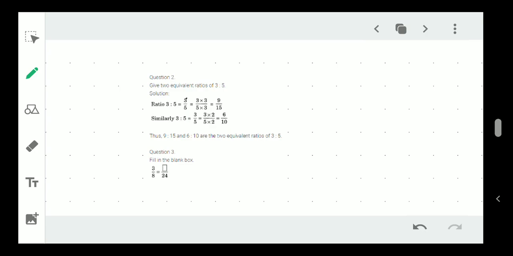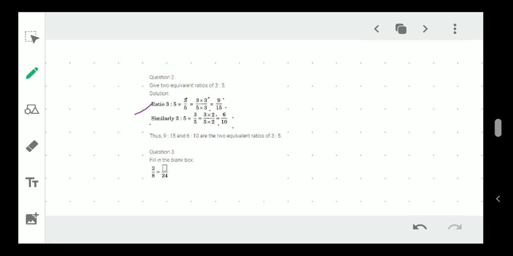Okay, coming to another question. Give two equivalent ratios of 3 and 5. In that case you can see what they have done. Ratio 3:5 means 3 divided by 5. They have multiplied 3 on the upper side and 3 on the down side, so they have gotten 9/15. Similarly, in this case they have multiplied 2 with up and 2 with down, so they have gotten 6/10. That is also equivalent. So you can multiply the same thing on both sides.